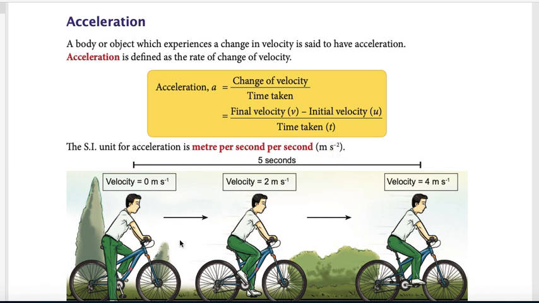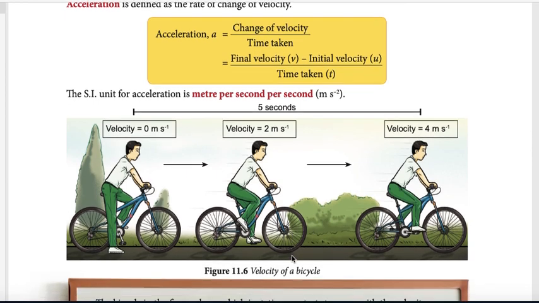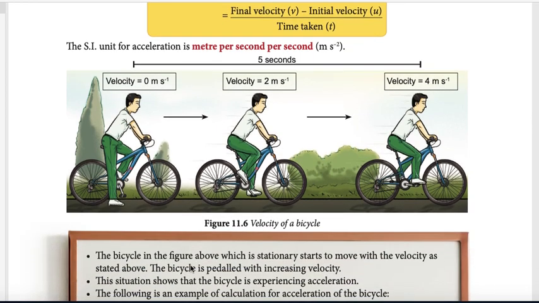Now let's discuss about this diagram. The bicycle in the figure above, which is stationary, starts to move with the velocity as stated above. The bicycle is pedaled with increasing velocity. You can observe from this diagram the velocity of this bicycle is increasing. Initially it is 0 meter per second and then increases to 2 meter per second, finally 4 meter per second.